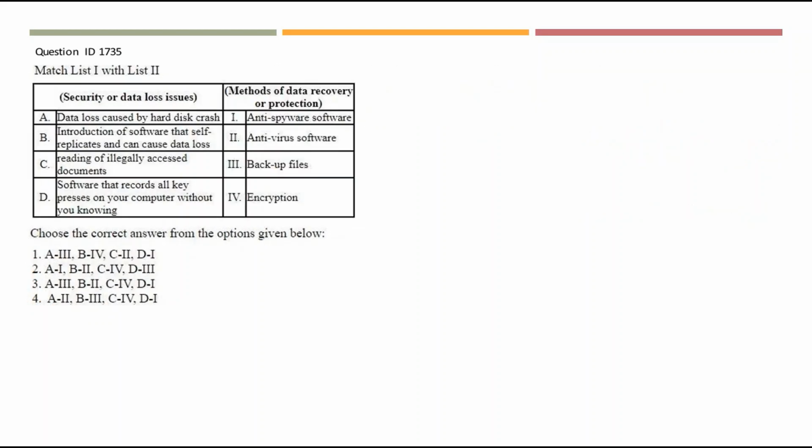Next question, match list 1 with list 2. The first list is about security or data loss issues and the second list will be the methods of data recovery or protection. First one, data loss caused by hard disk crash. See, when there is a crash, they will always advise us to have a backup of the files. So A will be mapping to 3. A3 is in 2 options, so let me remove 2 and 4. The next one, introduction of software that self-replicates and can cause data loss.